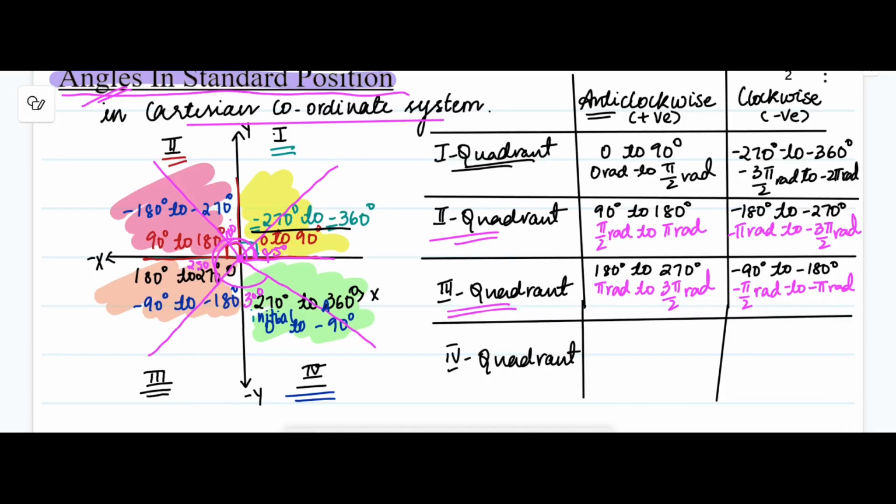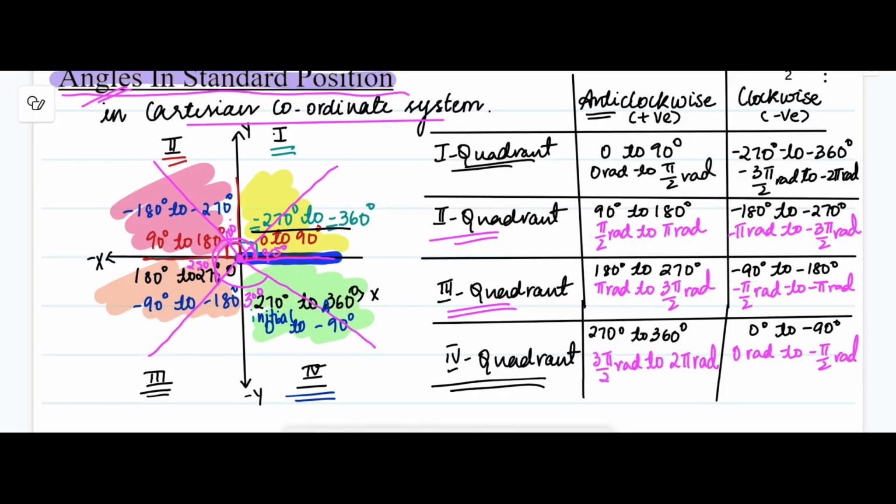Similarly for the fourth quadrant. So always in all these cases, its initial position will always coincide with the x-axis. The ray, when it's rotating in an anti-clockwise direction and its final position falls anywhere between 270 degrees to 360 degrees, in terms of radians, 3 pi by 2 radians to 2 pi radians, it is said to be in the fourth quadrant. And when it is rotating in a clockwise direction, if its angle falls anywhere between 0 degrees to minus 90 degrees, in terms of radians, 0 radians to minus pi by 2 radians, it will be in the fourth quadrant.